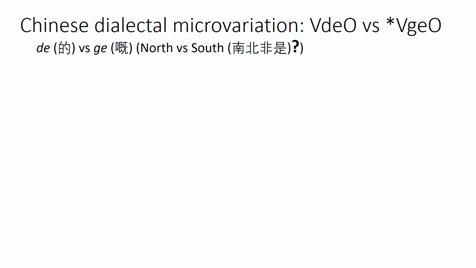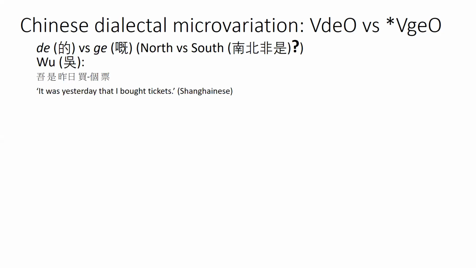So I've done some dialect survey where I've solicited judgment tests from native speakers of various dialects. For example, in Wu dialects, which is sort of a central dialect, nearly all of my informants tell me that they would permit ge as a verbal suffix. For example, in Shanghainese, I don't speak Shanghainese, so I just have to say this, perhaps incorrectly: 我是昨天买个票, where ge here is permitted as a verbal suffix. That's similar to the northern pattern.